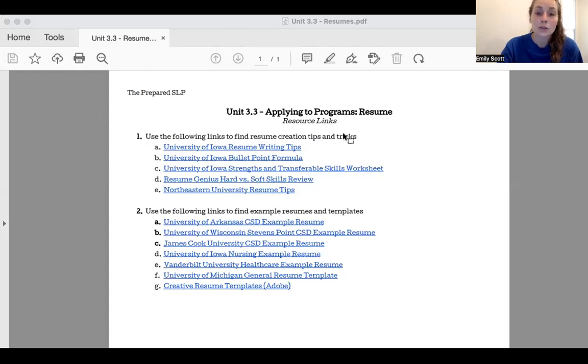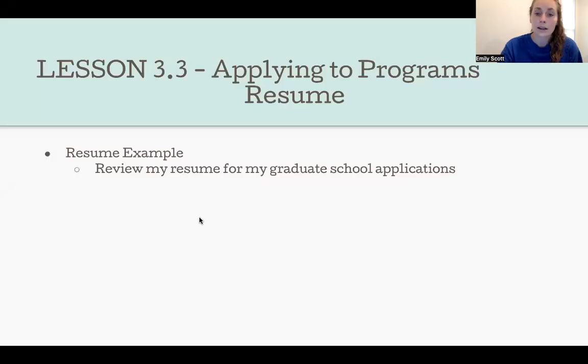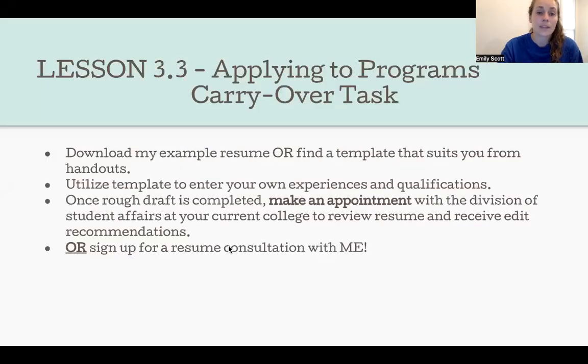One thing that I want you to do, let's go ahead and go back to our slides here. I want you to make sure that after you've done your resume, come up with the information that you want on there, that you have someone review it. So that might be making an appointment with the Division of Student Affairs at your current college. That Division of Student Affairs is a resource that many people don't use, but is very, very useful. They'll probably have their own resume templates, their own resume tips and tricks for you, and typically will provide services where they will review your resume and give you feedback.